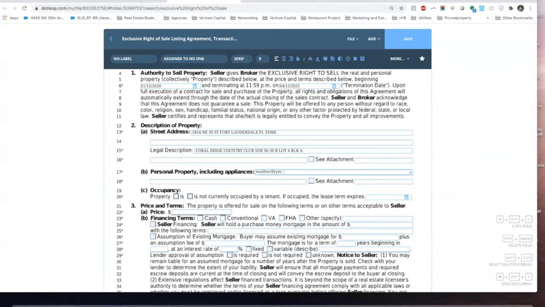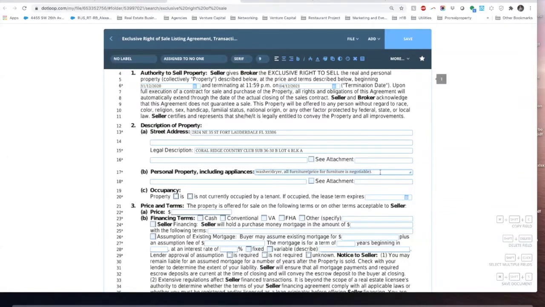But let's say I also would like to sell with the furniture. So we can put all furniture, and then in parentheses, price for furniture is negotiable. So basically the price will not be included in the listing price, but I can include all the furniture and we will negotiate separately on the price of furniture.